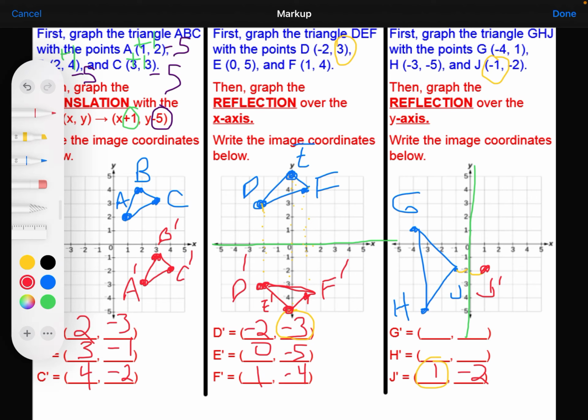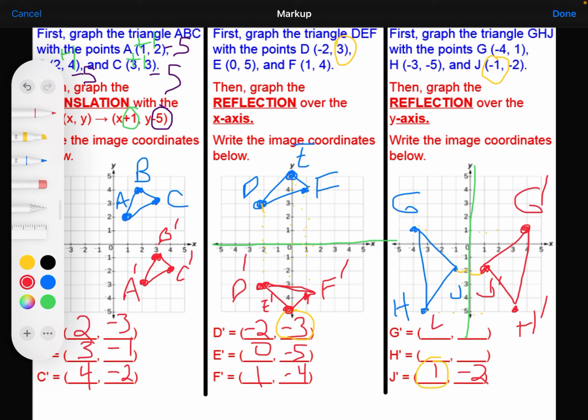So let me do that for the other points as well. Point G is 4 spaces away to the left. I'll make a new point 4 spaces away on the right side. Call that G prime. Point H, 3 spaces away on the left. I'll make my new point H prime 3 spaces away on the right. And all my negative x values ended up turning positive. G, H, J, click back if it was Edge Elastic on the original point there.